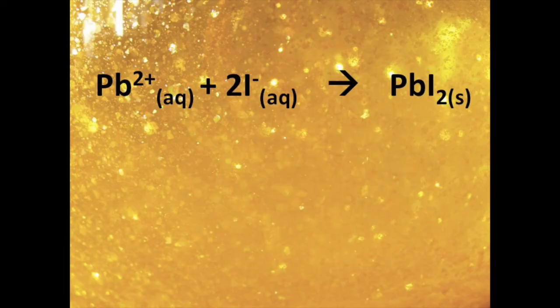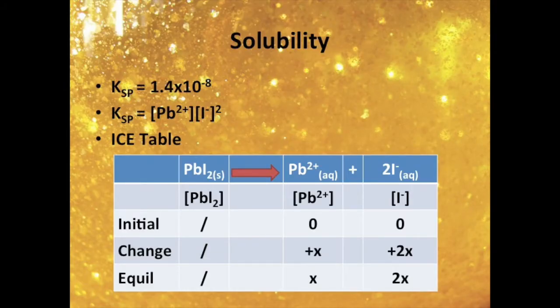Now let's determine the solubility of lead iodide. Here we have our net ionic equation, which is 1 mole of lead plus 2 moles of iodine formed to make 1 mole of lead iodide. We can determine the solubility by using the net ionic equation to form an ICE table and using the Ksp, which is the solubility product constant, to find the solubility.